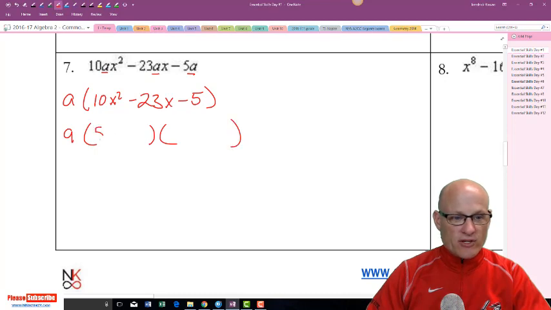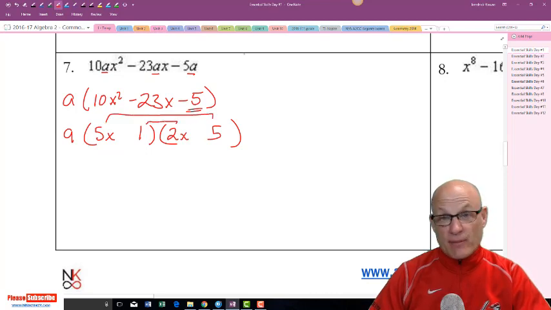My guess is this is going to be 5x and 2x. And 5 and 1 would make 5. I can't put the 5 here, so I'm going to have to put a 1 there and a 5 here. Let's see. That's 25 and 2. That makes 23. Just make sure it's negative 25 and positive 2.